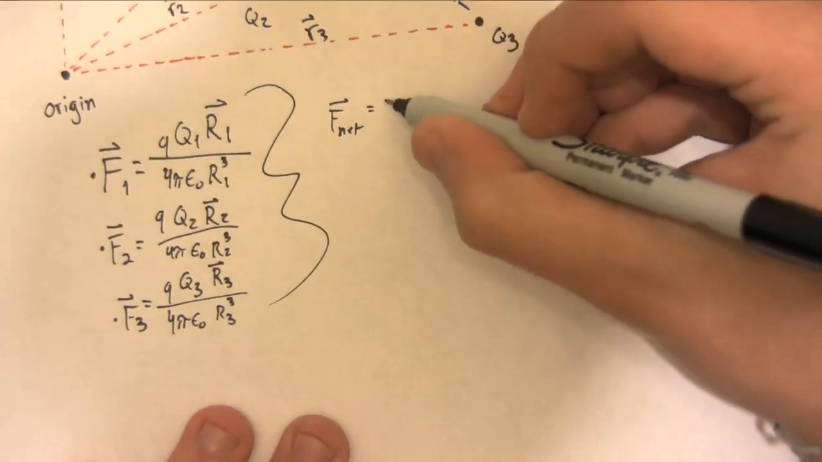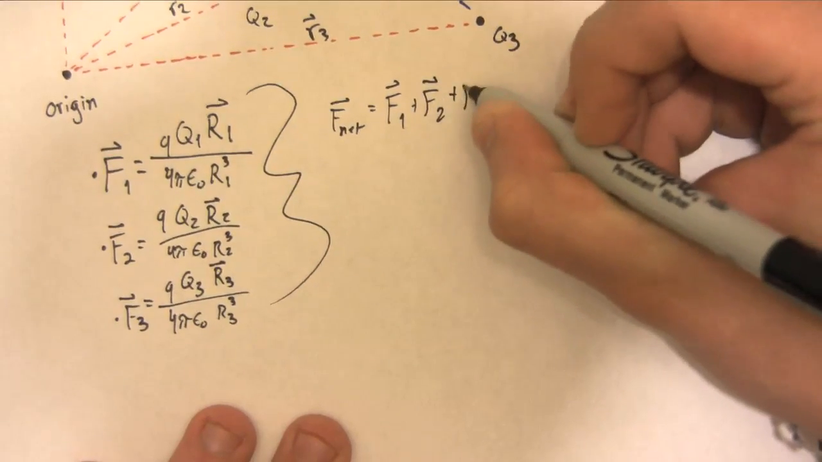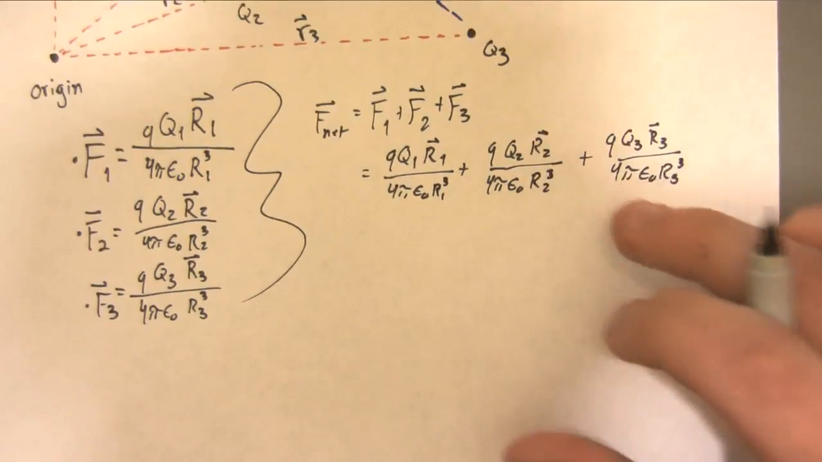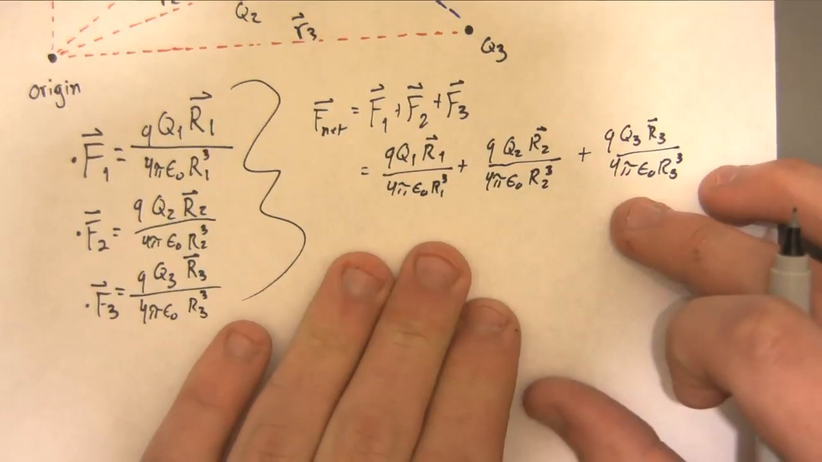So our net force on the system, stop turning sideways, Nate, is our F1 plus our F2 plus our F3. Okay, so I actually just skipped the writing and it's okay. Now we have this.